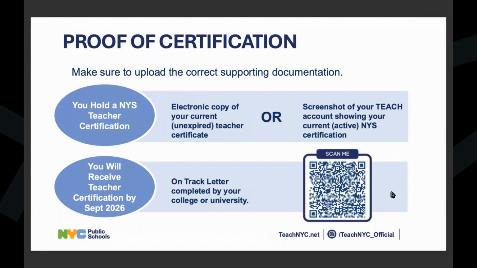So if you're someone who already holds New York State teacher certification, you will submit an electronic copy of your current unexpired teacher certificate, or you can submit a screenshot of your Teach account that shows your active New York State certification. If, as many of you might be, you are on track to receive your New York State teacher certification by September of this upcoming year, you must submit an on-track letter completed by your college or university, just stating that you're on track to be certified by September 1st.